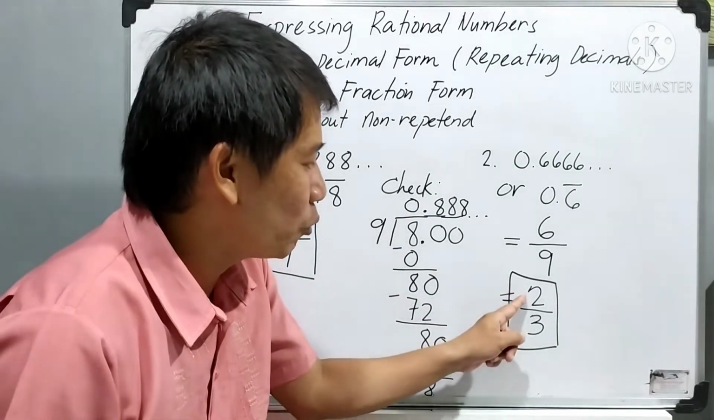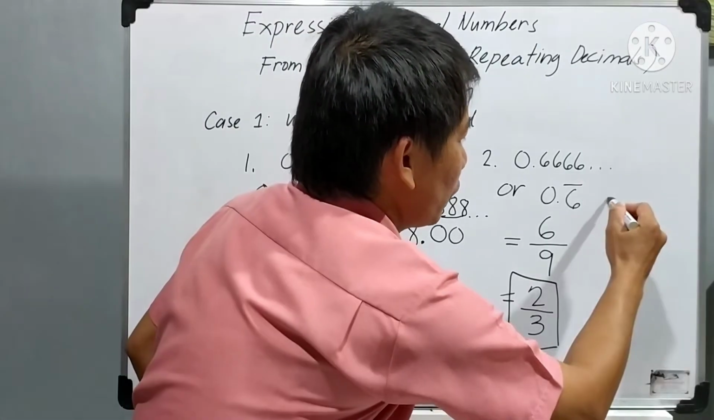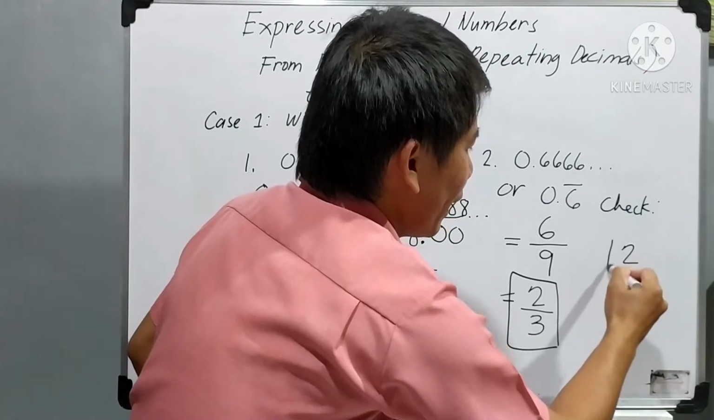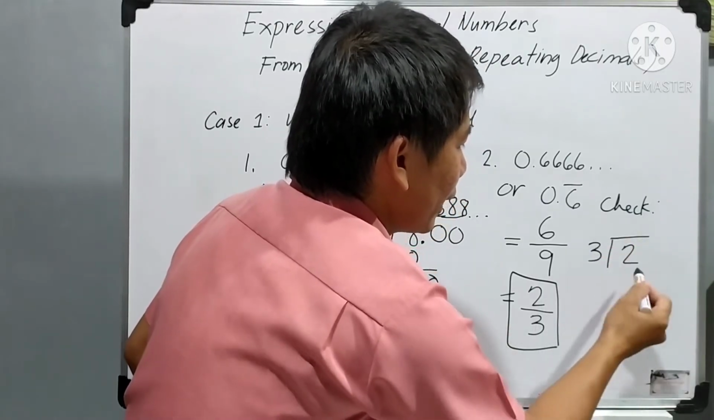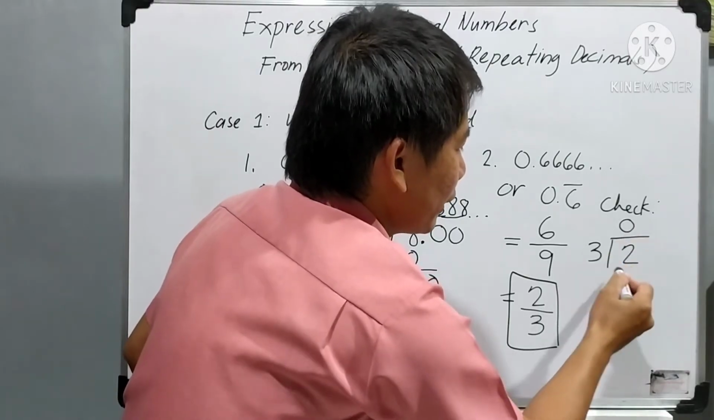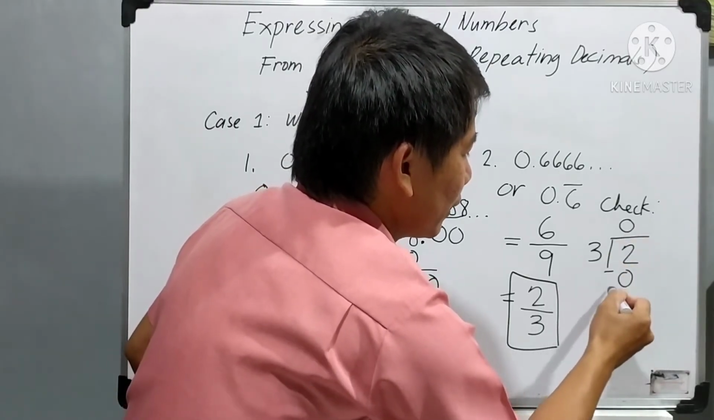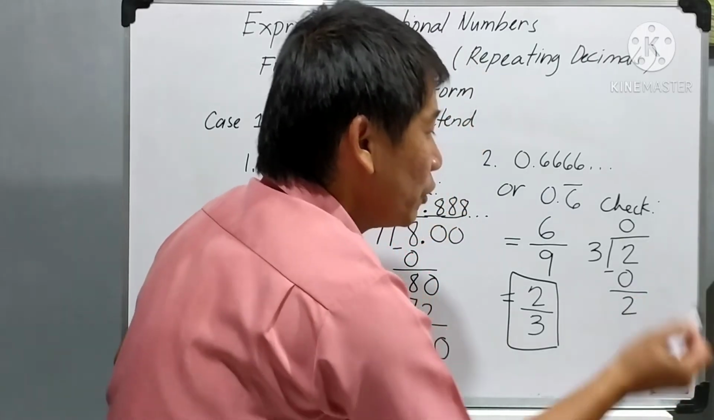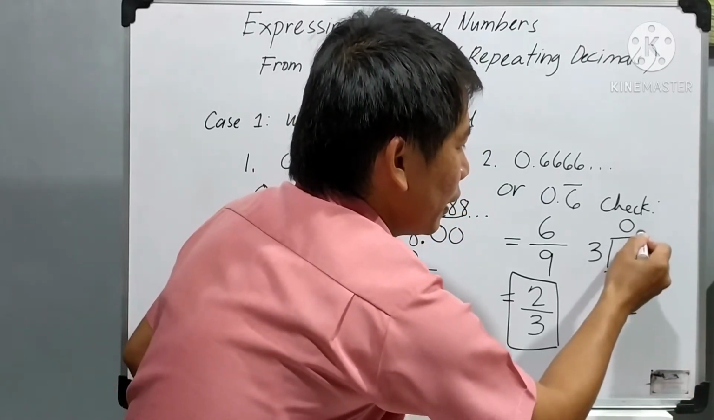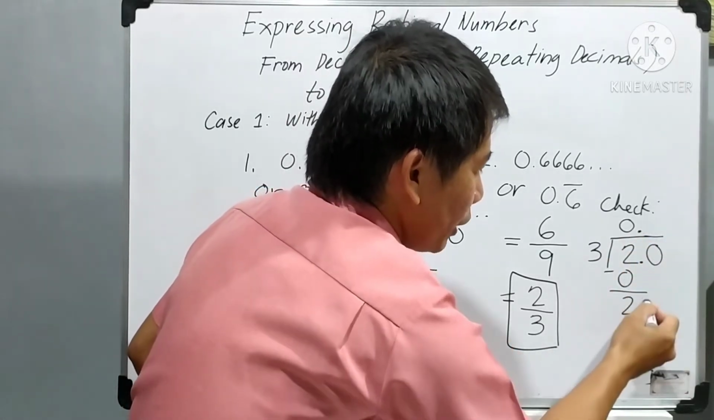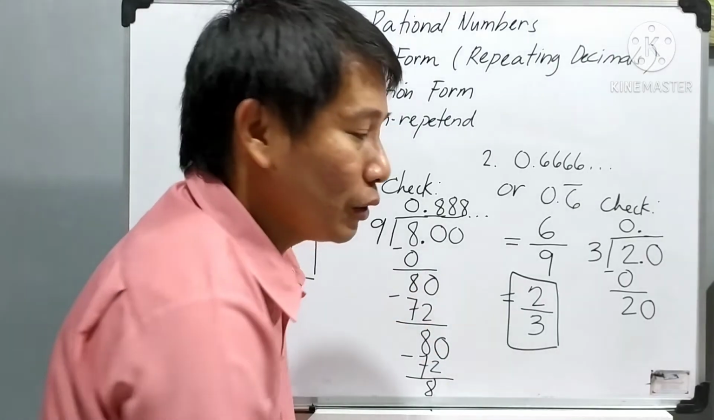Divide lang natin si 2 by 3. So, let's do the checking. So, 2 divided by 3. Again, 2 is less than 3. So, that is 0. Then, 0 times 3 is 0. Subtract. 2 minus 0 is 2. And then, continue dividing. Add decimal point here. Another decimal point. Align in the quotient. Add 0 here. Bring down that 0. So, our new dividend is 20.